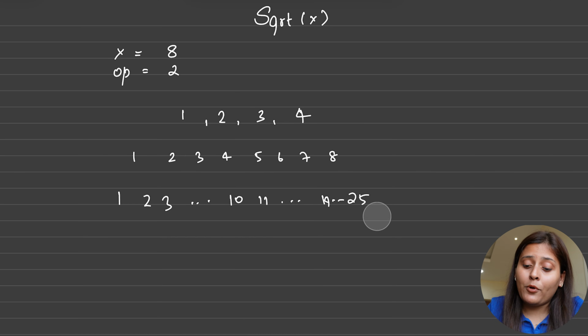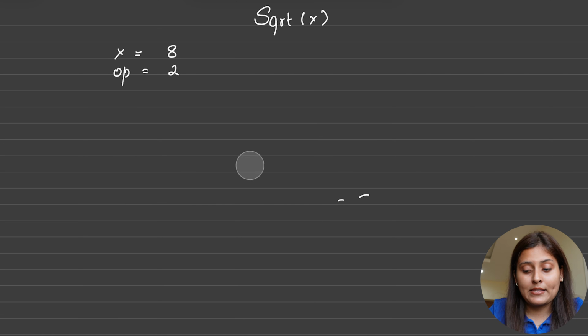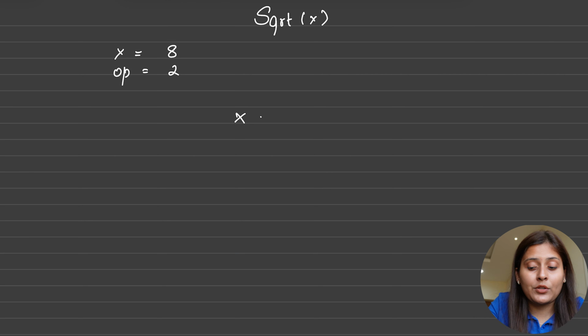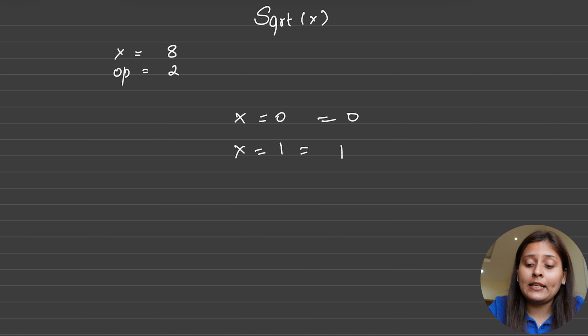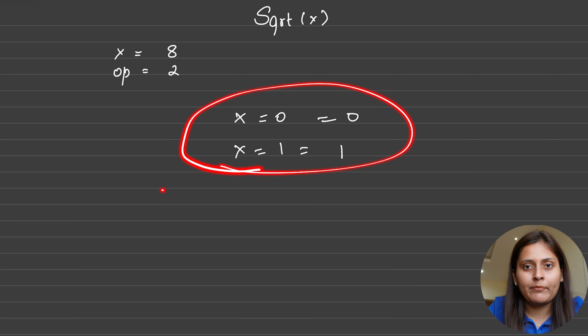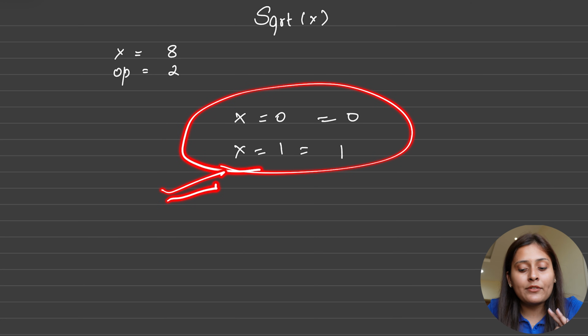Now the second important thing I want to talk about is the base cases. What if your x is 0? Obviously the square root will also be 0. And what if x is 1? The square root will also be 1. So basically, whether x is 0 or 1, meaning less than 2, your answer will be x as it is.